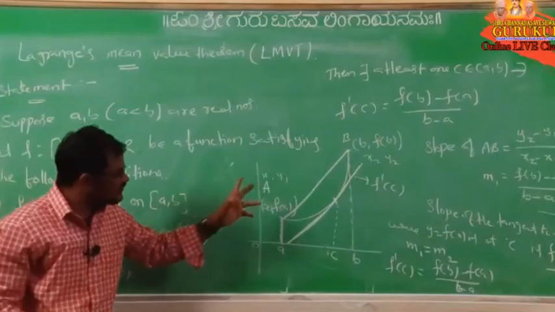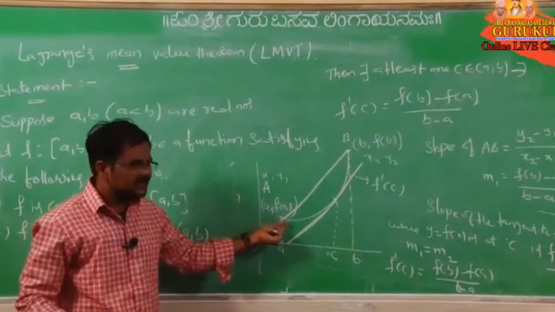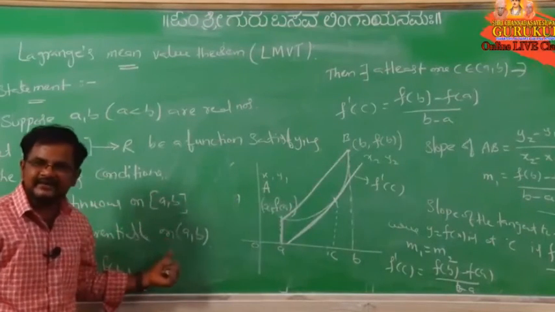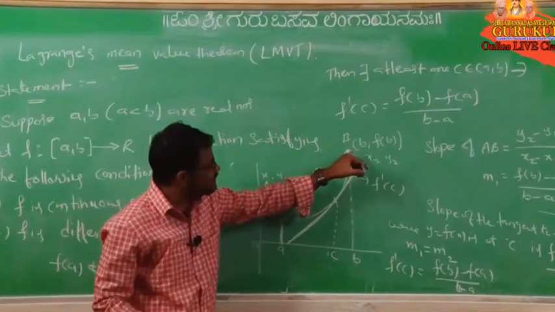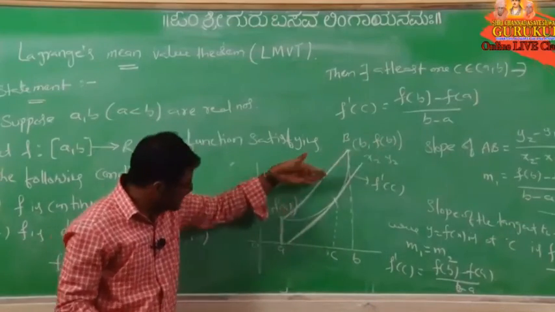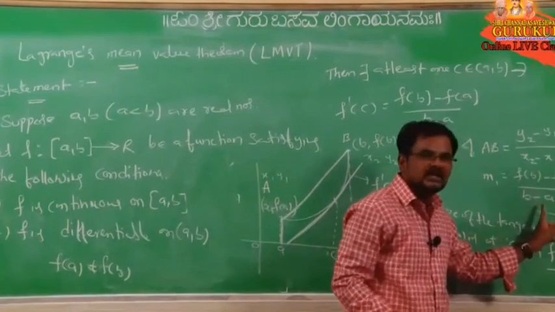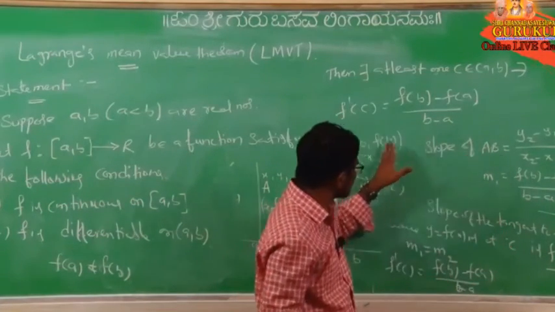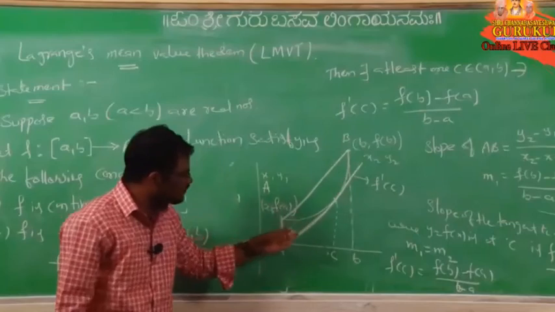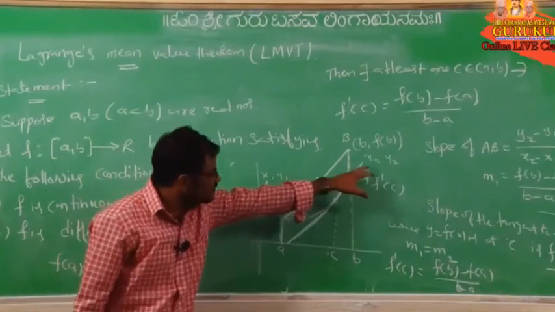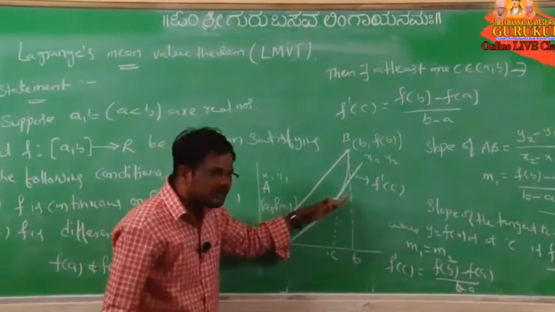Which concept did you follow here? Here a point, here b point. For this curve, in this interval f is continuous and differentiable, right? Now here a comma f of a, here b comma f of b. The slope of this line AB is y2 minus y1 by x2 minus x1, means f of b minus f of a by b minus a. Take this as equation number 1. This is the slope of AB taken as m1. And we know that if you take the tangent to the curve at this point C, then the slope of the tangent is f dash of c, that is m2.